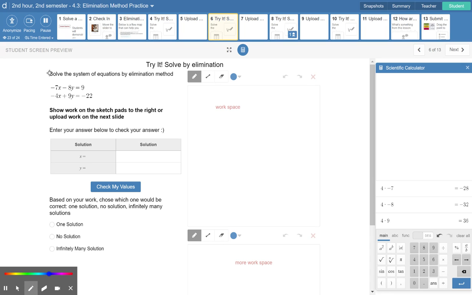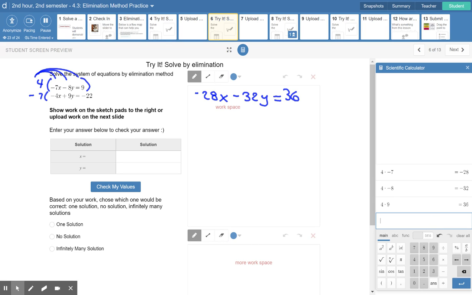Let me rewrite it so it's clearer for you. And that negative 7. So 4 times negative 7, calculator says it's negative 28. Don't forget the x value. Minus 32y equals a positive 36. Now my second equation, I'm going to multiply the bottom equation by negative 7. I'm going to multiply the coefficients first. And then the constant at the end.